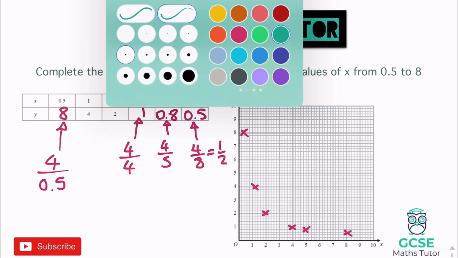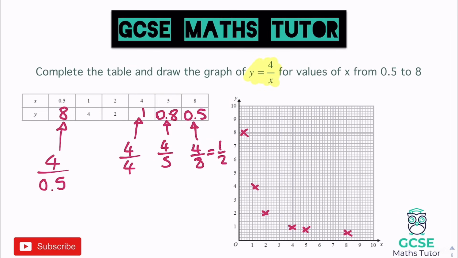Right, so joining this up, and I'll try and do this as best as I can, we get a nice smooth curve again. We just get this sort of, there we go. There we are. And that is what a reciprocal graph looks like.